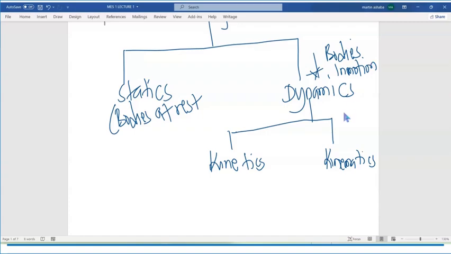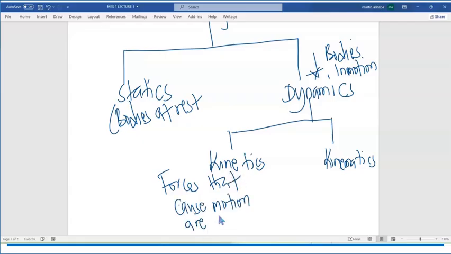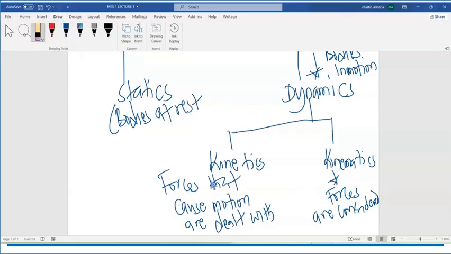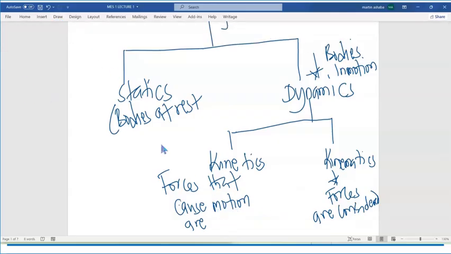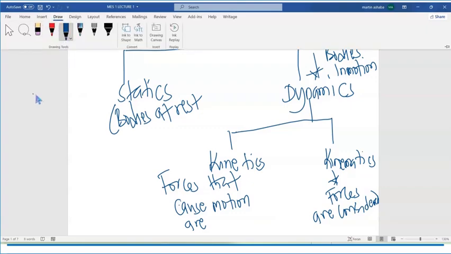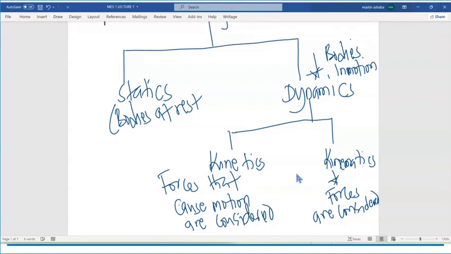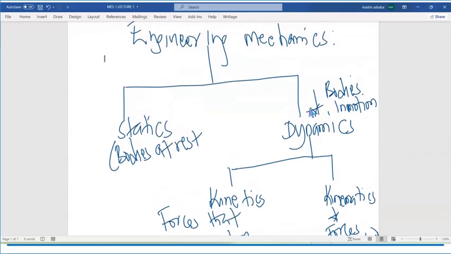Now, if they are in motion, here in kinetics, forces that cause motion are dealt with. Here, forces are not considered. So I could as well say that here, forces are considered. So that's what we mean, the difference between the two forms of engineering dynamics.